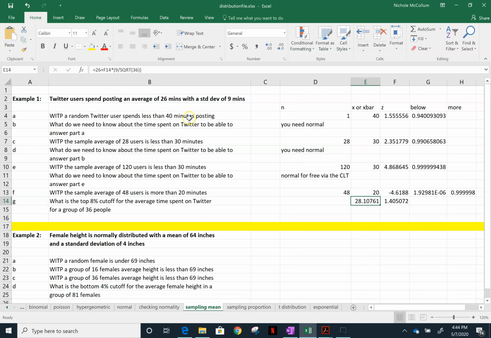So the answer here is, what group size do I need? Sorry, what average time span? The group size is 36. In a group of 36, if they spend more than 28 minutes on average in the group on Twitter, they will be in the top 8%. That's very important. In a group of 36, if they're averaging more than 28 minutes on Twitter, they are in the top 8% of Twitter users.